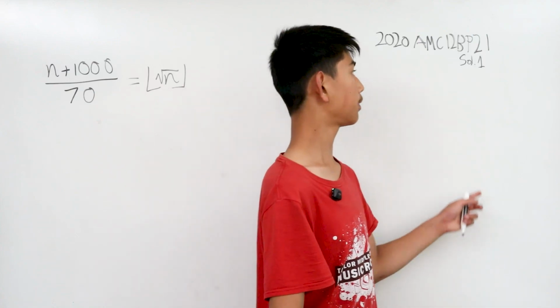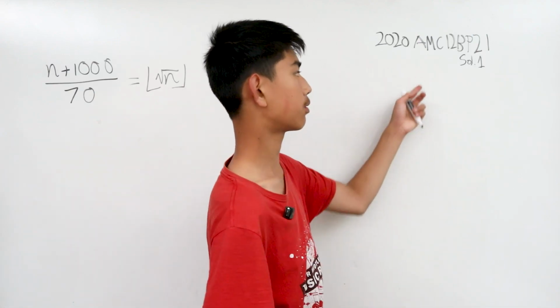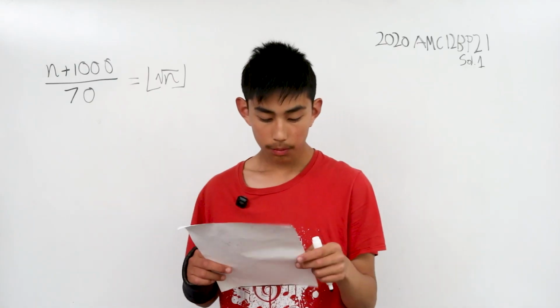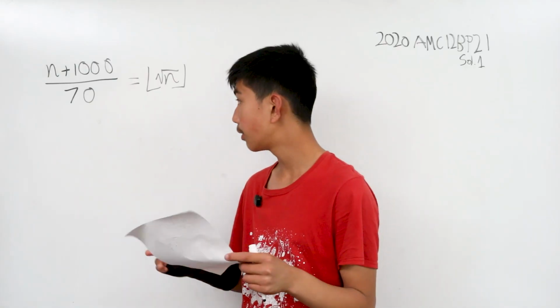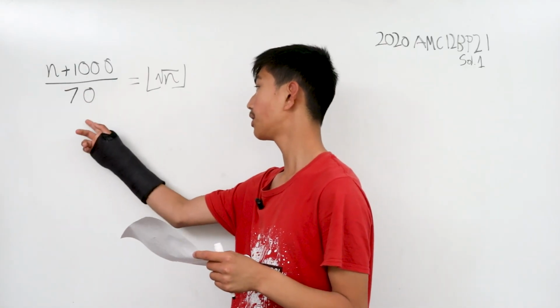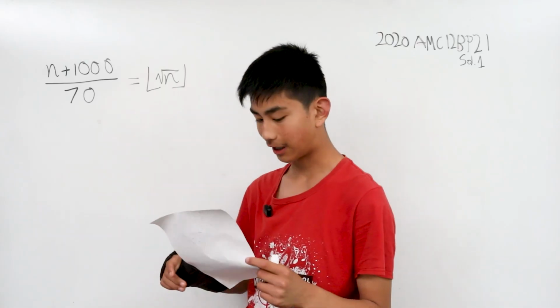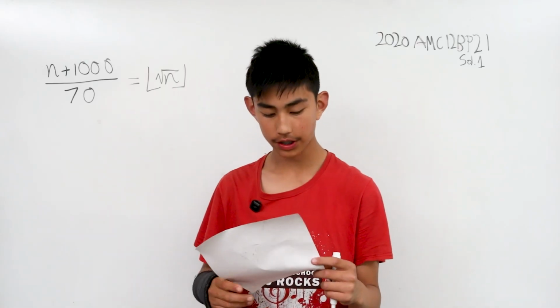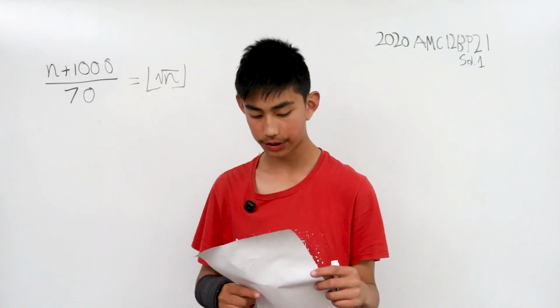We're solving problem 21 from the 2020 AMC 12B. How many positive integers n satisfy this equation? (n + 1000)/70 equals the floor of the square root of n. Recall that the floor of x is the greatest integer not exceeding x.